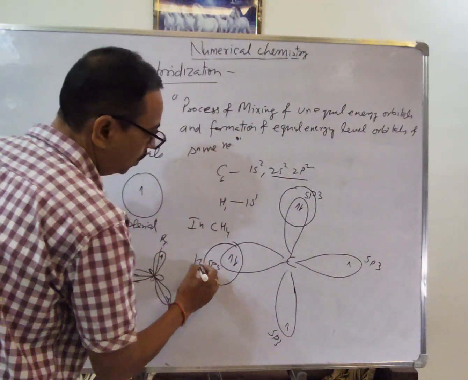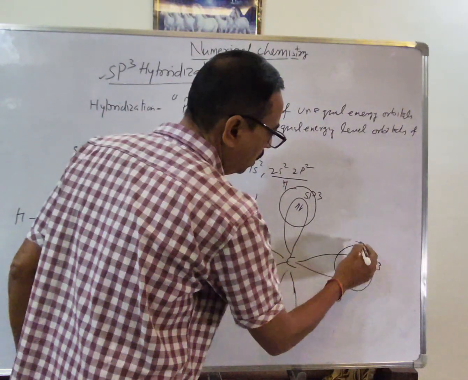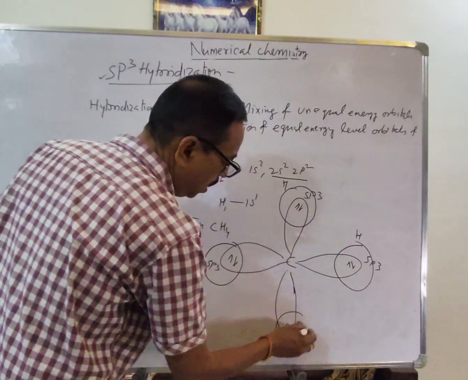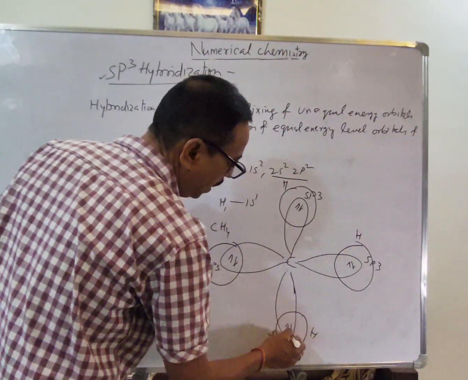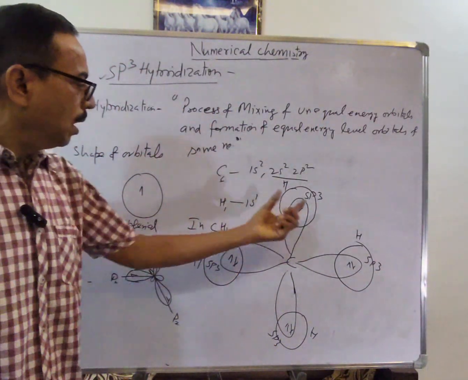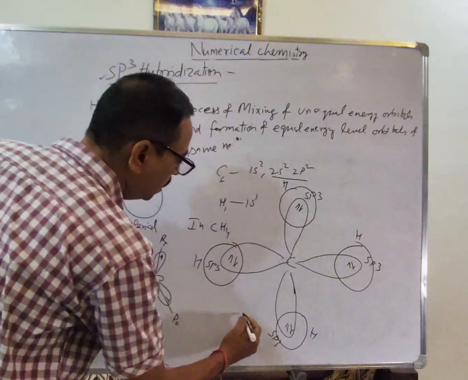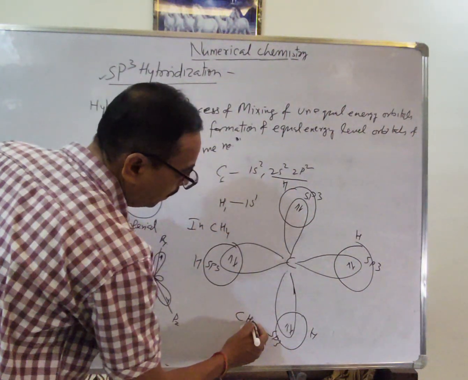This is hydrogen, this is hydrogen, this is hydrogen, and this is hydrogen. Hydrogen is spherical. So now the octet of carbon and hydrogen is completed. So this is the model of methane.